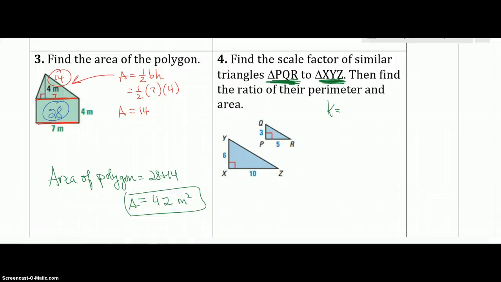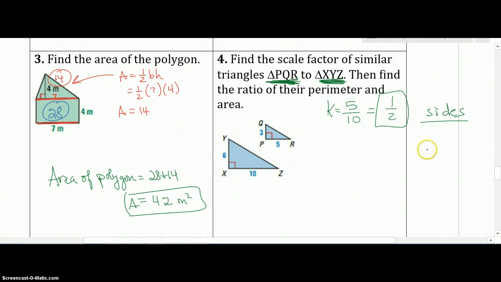You guys tested over this already. Okay, how'd you get it? Okay, so you did 5 over 10, which reduces to 1/2. This is your scale factor. If you used the 3 and the 6, you would have gotten the same thing, as long as you pick sides that correspond. Okay? That is the ratio between the sides. What do we know about the ratio between the perimeters? That's right, it's the same, so the ratio between the perimeters is also 1/2.